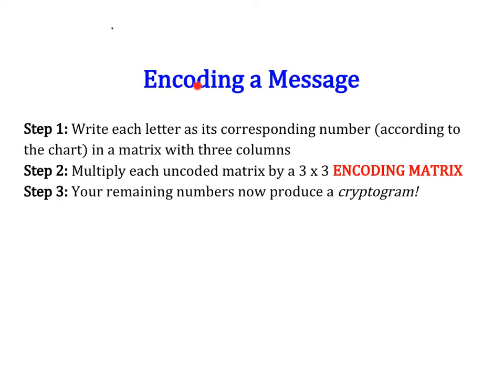Okay, so to encode a message, first you will be given a message, and you're going to write each letter as its corresponding number, according to that chart we just looked at, into a matrix with 3 columns. So you go across the rows, and you just fill it in until your matrix is full. Then you're going to take that uncoded matrix and multiply it by what's called an encoding matrix, which is something that you will be given. And then your remaining numbers, you can write them in a row as a cryptogram. So now it will be coded.